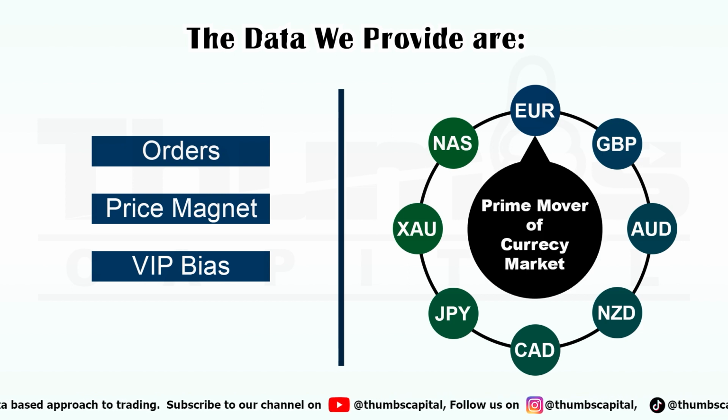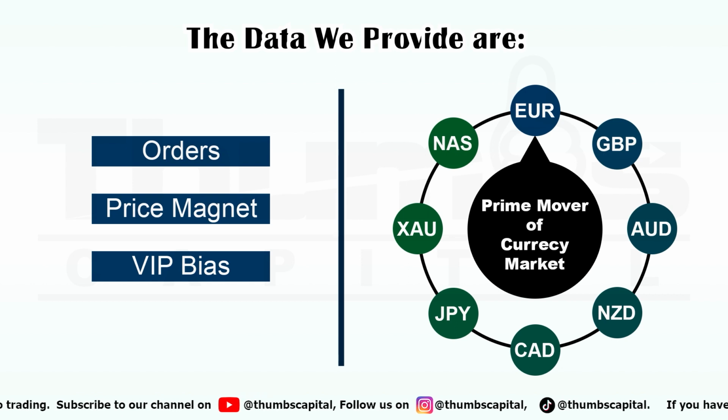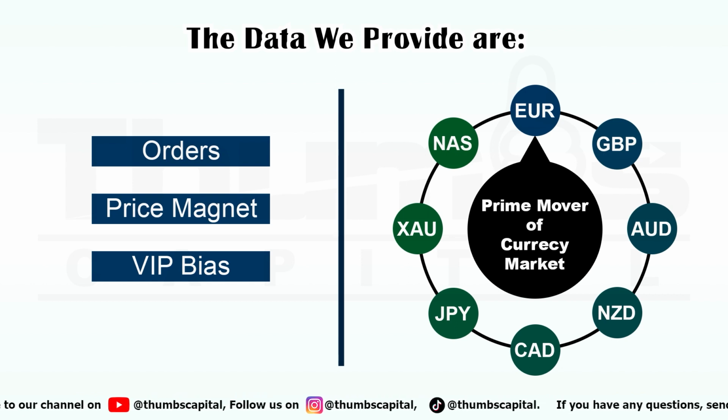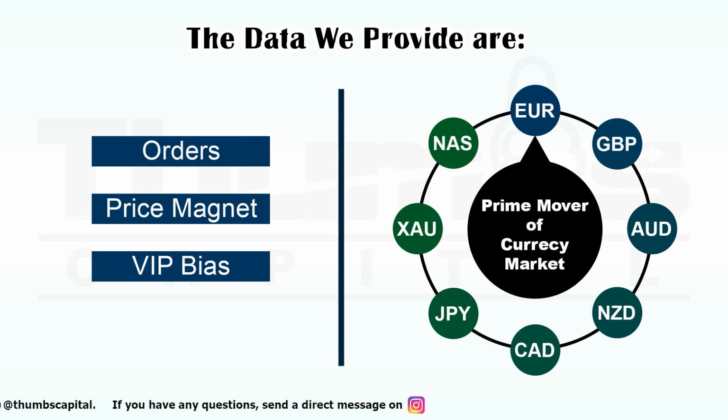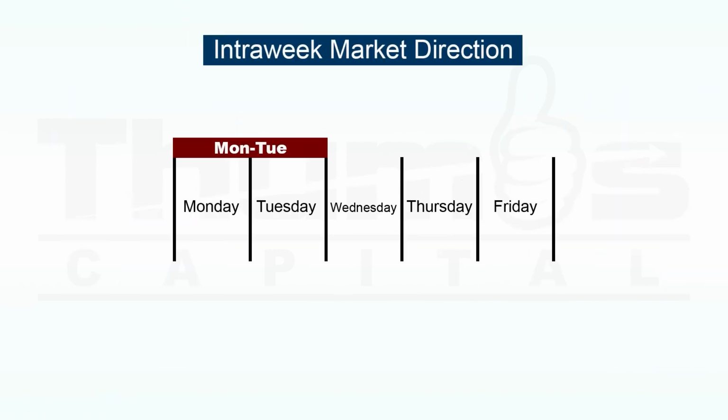because the institutional holdings on the euro are about 5 times the other currencies. Hence, the euro is the prime mover of the currency market. The data on the euro can overpower that of other currencies to force them in the euro's direction. This is the basis for currency correlation. In addition to the data, we also provide intra-week contract market direction based on our analysis of the institutional orders. Now, let's explain each data in detail.